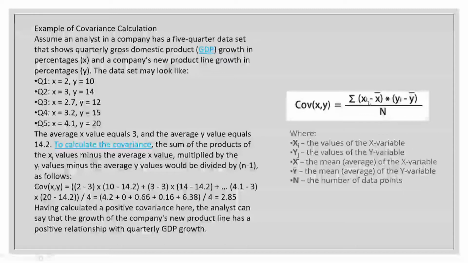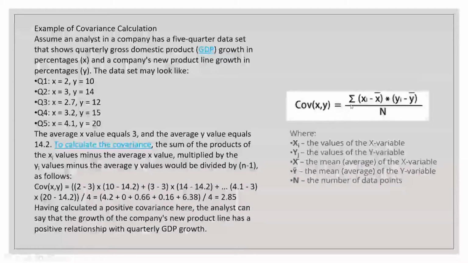So first, xi, that is the particular value, and x bar is the mean average value. So first we are going to find the average x value. The average of x is 3 and the average value of y is 14.2. So we got our x bar and y bar. Now we are going to directly apply them to our formula here. So the formula here is xi, that is x1, minus x bar, that is the average value 3, into same for y1, that is 10, minus the average value 14.2.